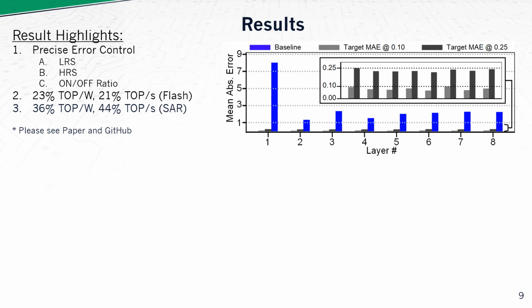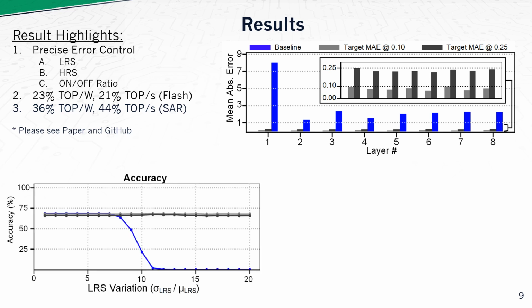In the top right figure, we simulate 3 designs. The first design is a baseline design without any optimization. And the second and third designs use the proposed optimization algorithm with error constraints of 0.25 and 0.1 mean absolute error. These error constraints are chosen because for ResNet 18, they translate to 1% and 0.25% accuracy degradation on ImageNet. In each case, we simulate with 12% LRS variation and 40% HRS variation. Then we plot the mean absolute error for the first 8 layers of ResNet 18 on ImageNet. We observe that our algorithm maintains tight control over the error constraints, while the baseline design does not.